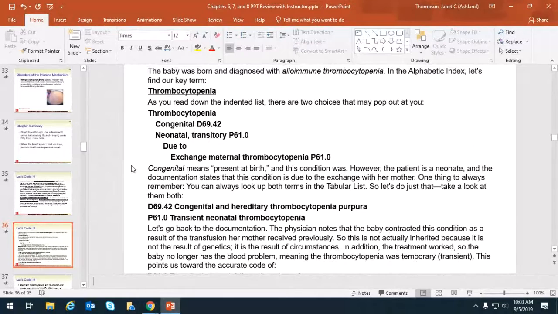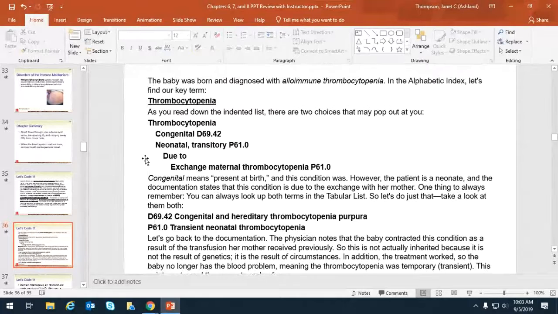So we're looking up thrombocytopenia. As you read down the indented list, there's two choices that may pop out, one being for congenital and one being neonatal, and due to exchange of maternal thrombocytopenia. So these two terms can cause a little bit of confusion. Congenital means present at birth. However, the patient is a neonate, and the documentation says this condition is due to the exchange with her mother.